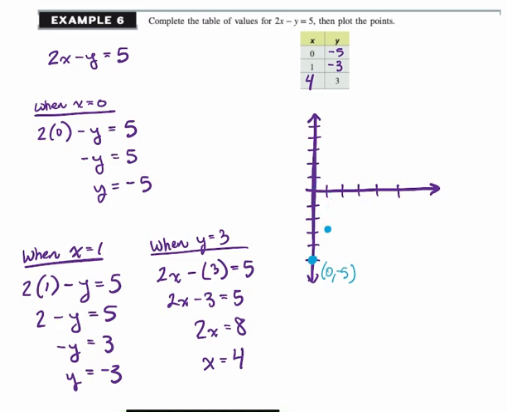And then our third point is the point 4, comma 3. So x is positive 4. So I'd go over 4, 1, 2, 3, 4. And then up 3 spaces, 1, 2, 3. So somewhere up here. Make that a little bit nicer.